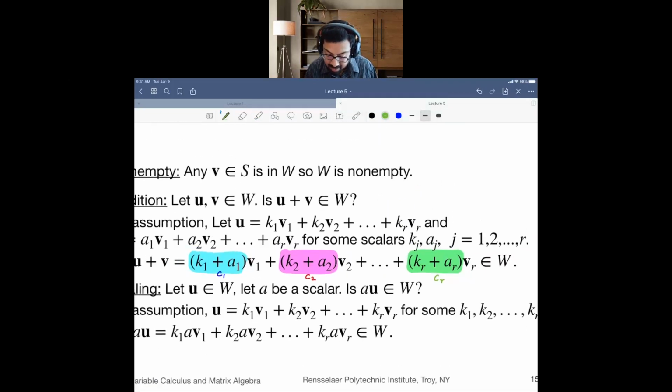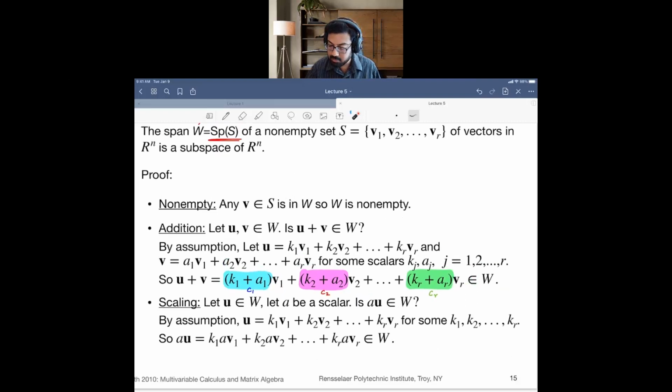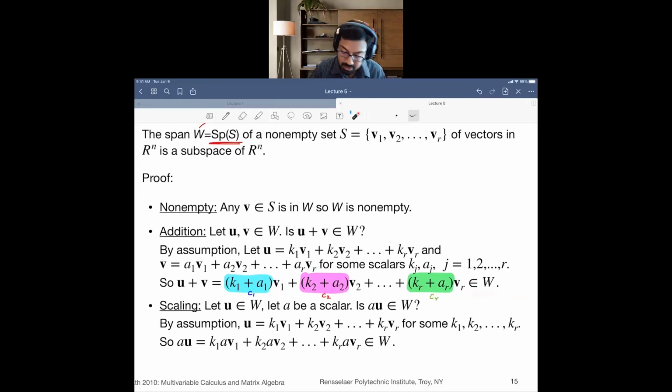What do I have? I have another linear combination of the vectors, which means that U plus V can be expressed as a linear combination of the vectors in the set, which means that this is going to belong to the span of S, which means that it belongs to W. So that's how you can check for the addition. Yes, it is closed in addition. Next, how about scaling? So over here I can put a quick check mark, yes, and we also saw that.